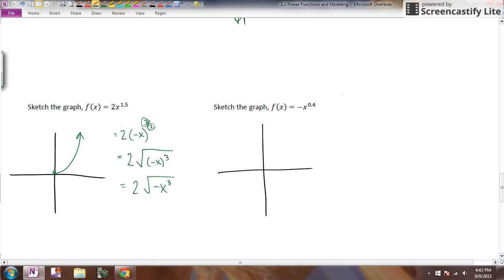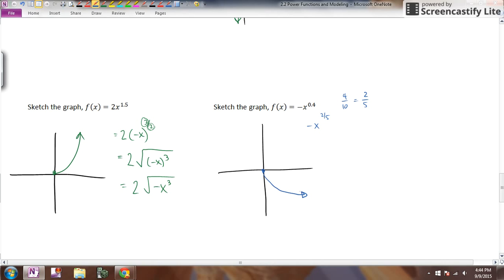4.4, that is the same thing as 4 over 10, or what most of us would call 2 over 5. So I think of this as negative x to the 2/5. Now that is between 0 and 1. That's a shooting star graph. So it looks like this. Oh, wait, it's negative. So let's flip it over the x-axis. So it looks like this.